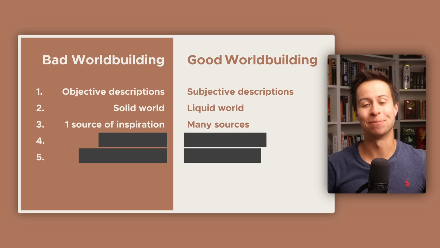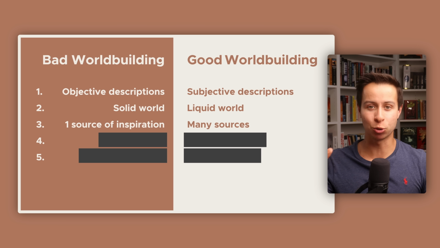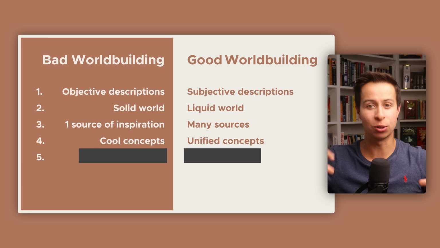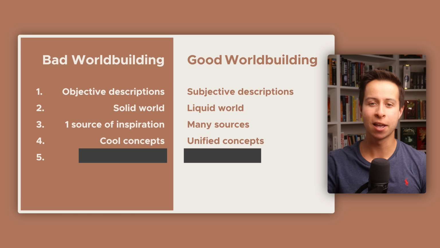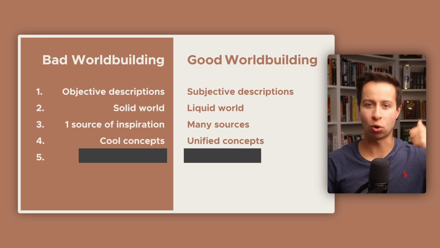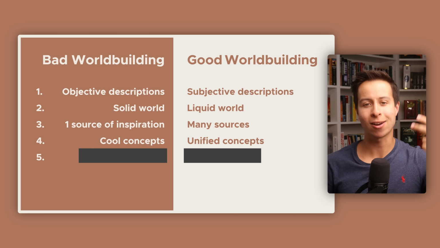Now, speaking of cohesion, the fourth big difference between bad and good world building is that bad world building just throws a bunch of random ideas at you that sound cool, whereas good world building focuses on creating unity and resonance between your world building, your plot, your characters, and your theme.